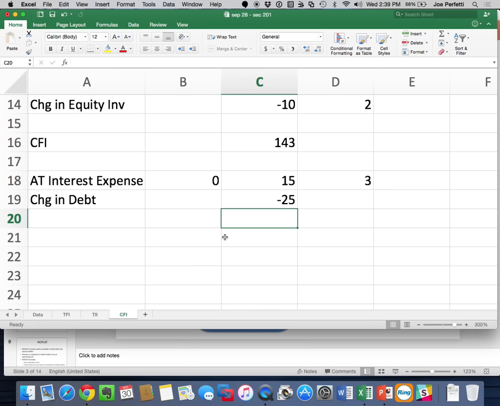Anyways, positive or negative 25? Positive, because we're reducing the debt by $25 million. So I'd have to flip this sign.